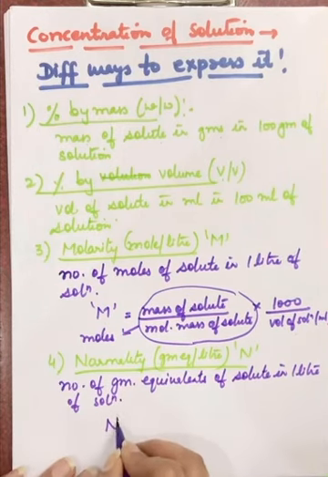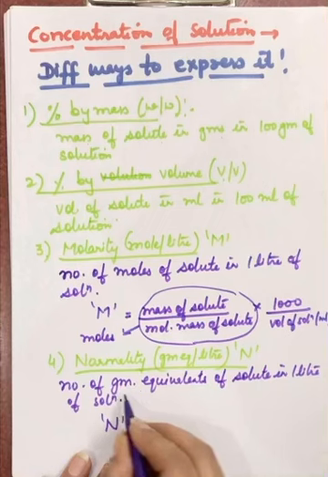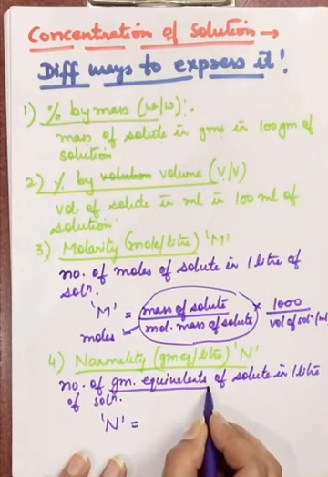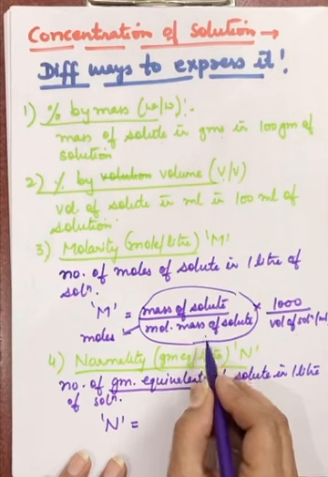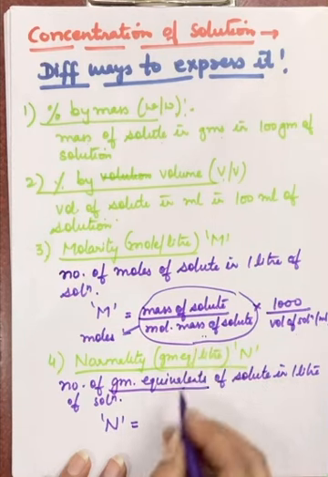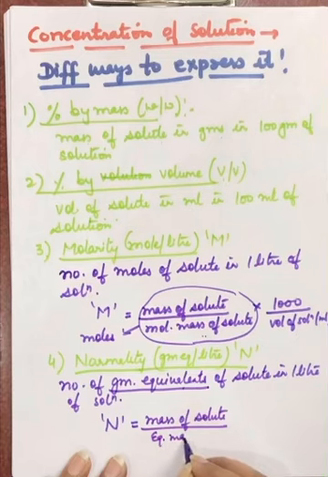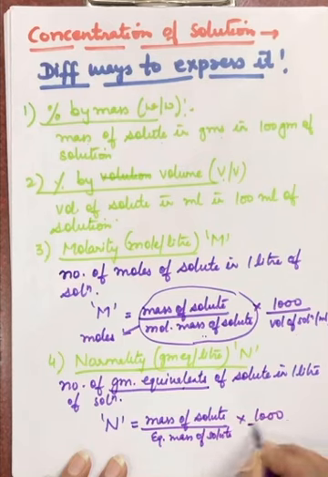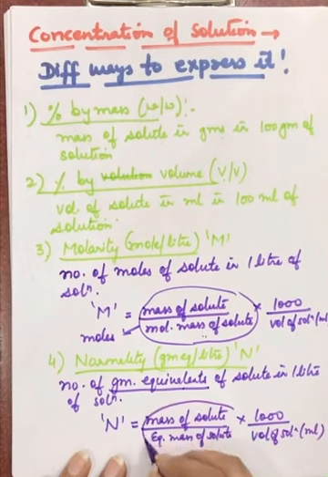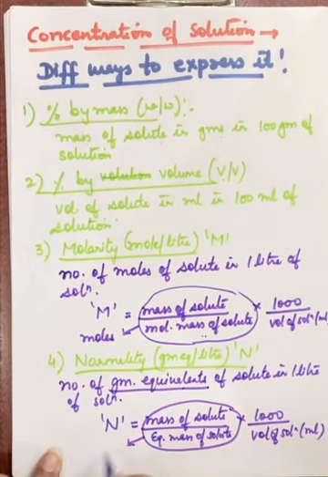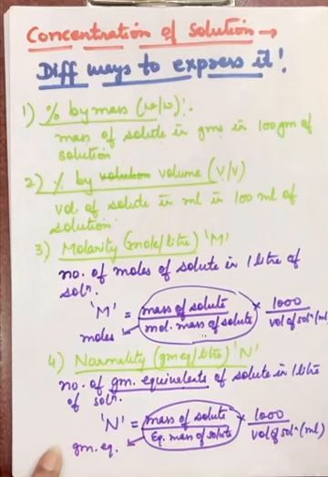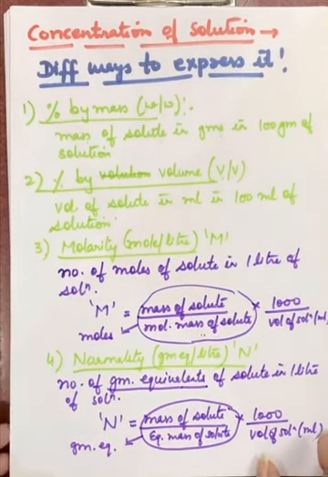The formula for normality, symbol N, is equal to gram equivalents. Now what are gram equivalents? Moles are mass upon molar mass. Gram equivalents are mass upon equivalent mass. So this formula will become mass of solute upon equivalent mass of solute present in 1 liter of solution, so this is 1000 upon volume of solution in milliliters. And this mass upon equivalent mass is gram equivalents. So we know what gram equivalents are, but now what is equivalent mass?